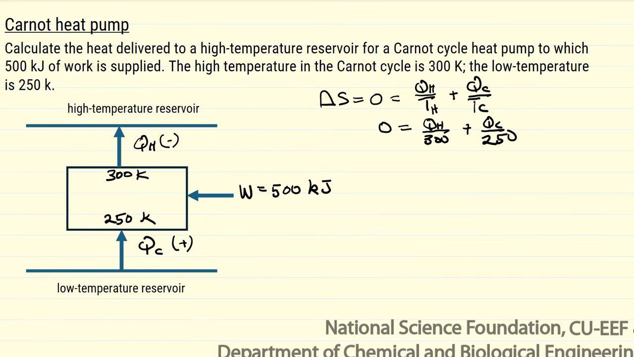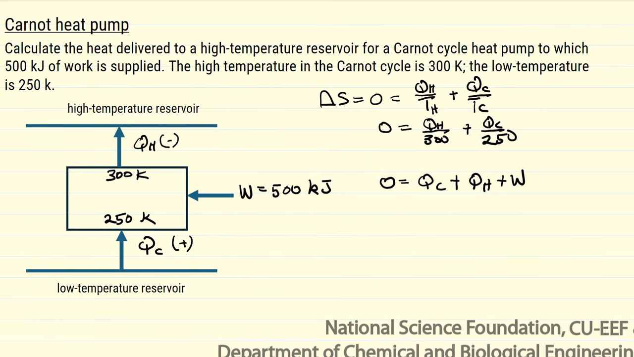We can also apply the first law to the heat pump. So this is running continuously, so there's no energy change in the heat pump. It's at steady state, so delta E is 0. It's QC plus QH plus W adds up to 0.